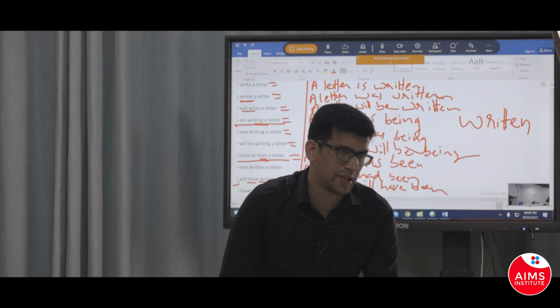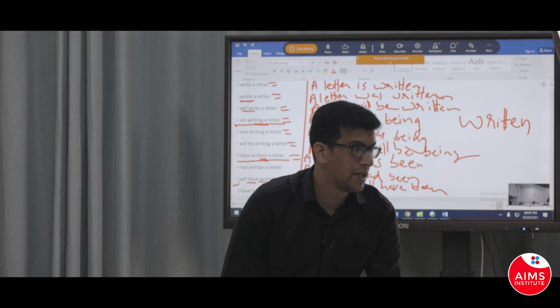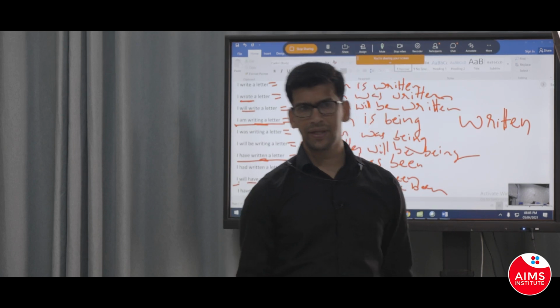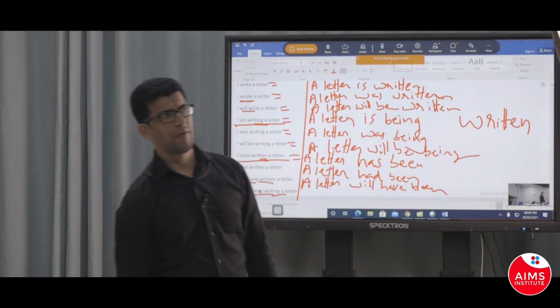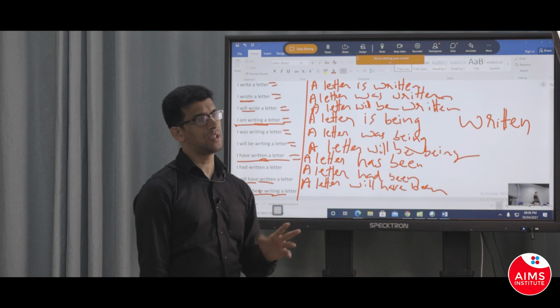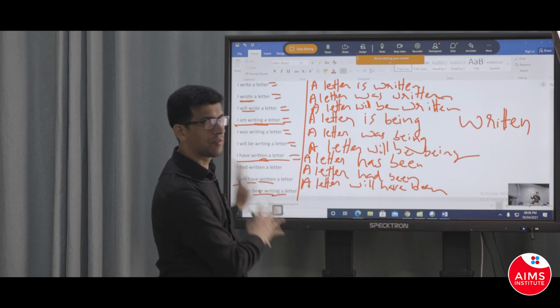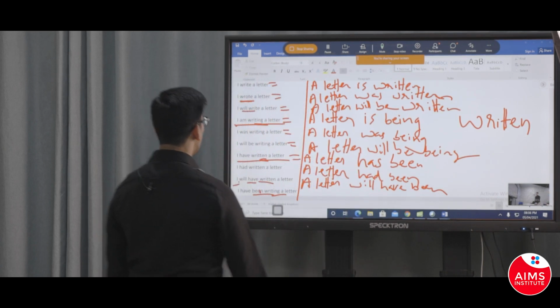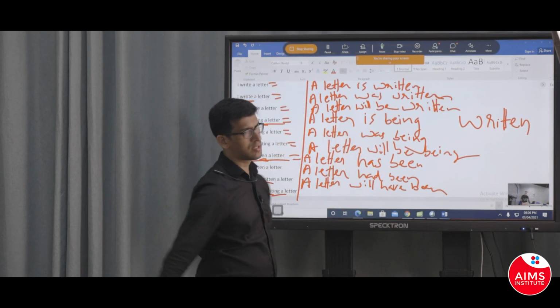Earlier in old English it was there: a letter has been being written, a letter had been being written, a letter will have been being written. But it's no more in use. Wherever you come across an opportunity to write the passive voice of perfect continuous tense, you should use active voice only. No passive voice. Only this is enough for you to understand.